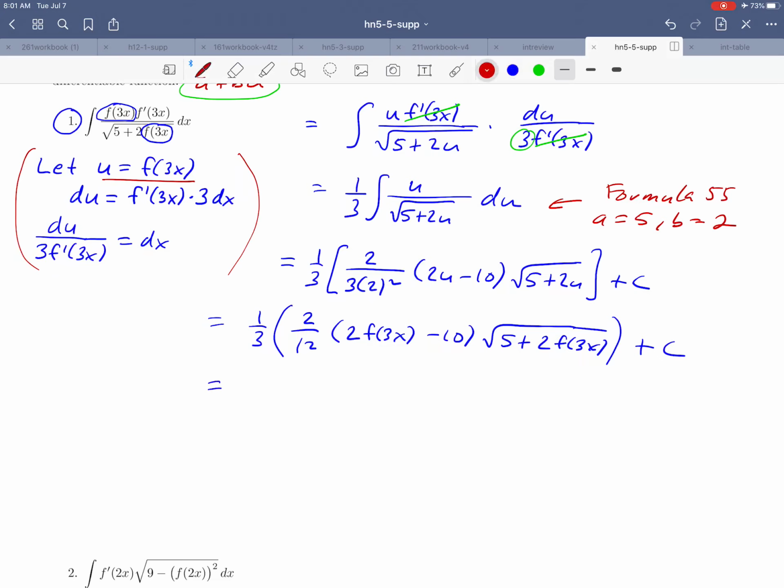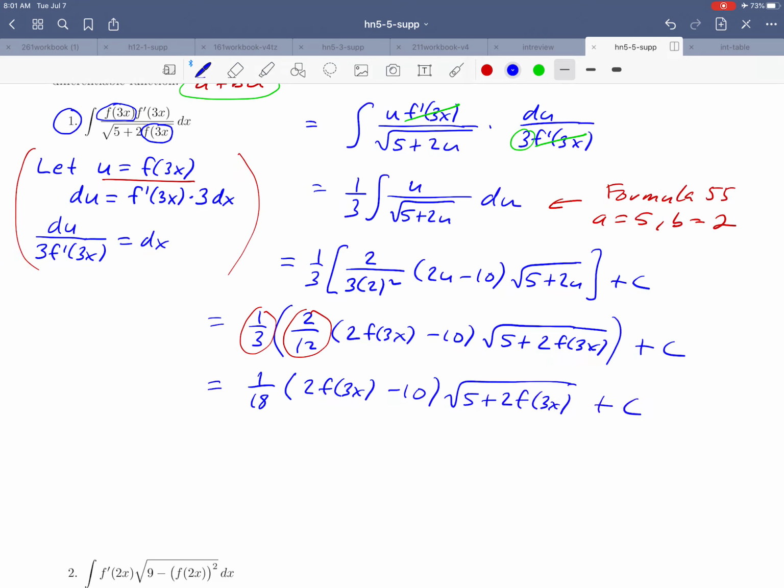One thing that we could do is multiply these two fractions together. So 2 over 12 is really 1 over 6, and if we take that 1 over 6 and multiply it by a third, we're going to get 1 over 18. So as my final answer, I'm going to write it like this: 1 over 18 times 2f of 3x minus 10, times the square root of 5 plus 2f of 3x. It's kind of an ugly looking answer, but we're using the same technique that we did before. The only difference is that we've got this unknown function f running around in our answer.